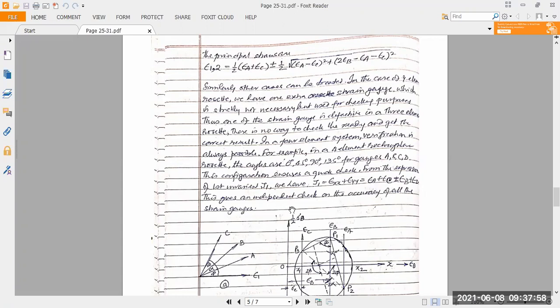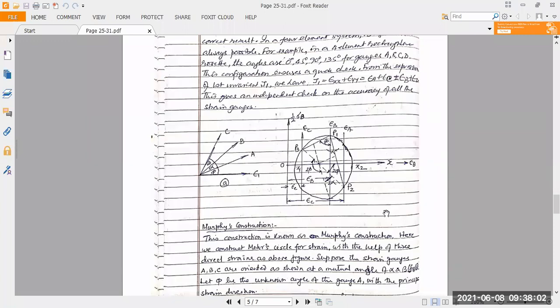This gives an independent check on the accuracy of the strain check itself. Now the Mohr circle construction. The construction is known as Murphy's construction. Here we construct a Mohr circle for strain with the help of three direct strains, and suppose the strain gauges A, B, C are oriented as shown, at the mutual angles alpha and beta.